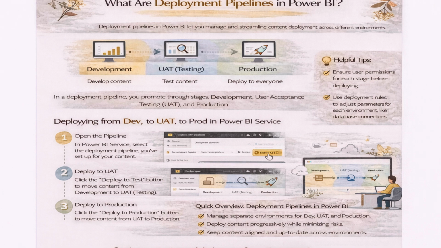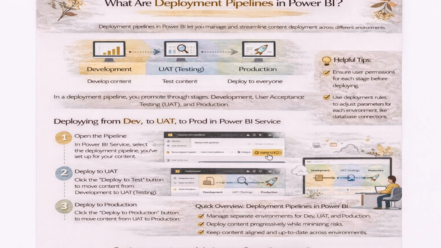How to deploy from dev to UAT to production. First, go to Power BI Service and open Deployment Pipelines. Select or create a pipeline and assign workspaces to each stage: dev, UAT, and prod. Develop your reports in the Development workspace. When ready, click Deploy to test to move content from development to UAT. After testing and validation in UAT, click Deploy to production to promote the content to the production workspace.